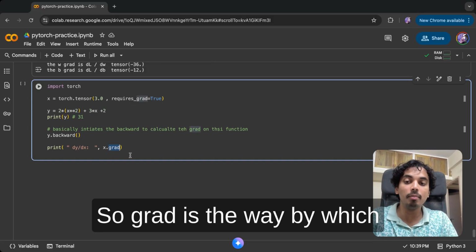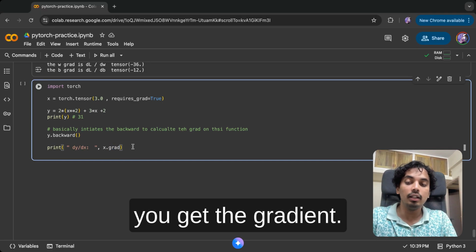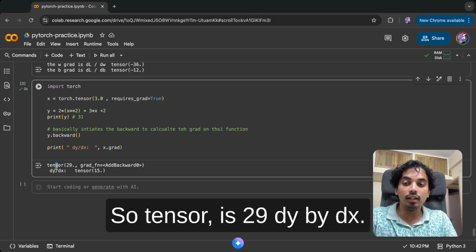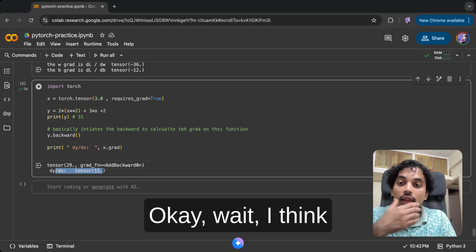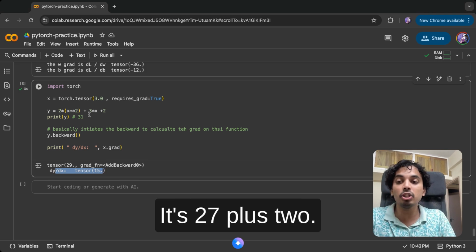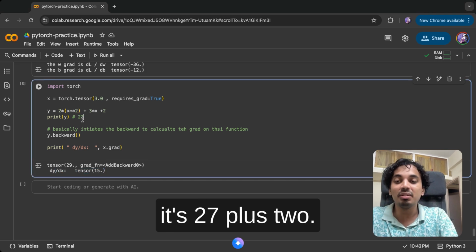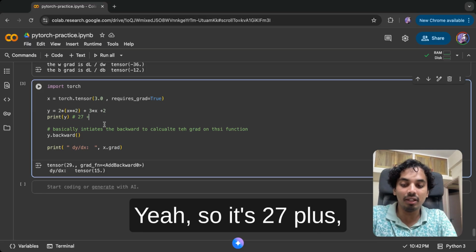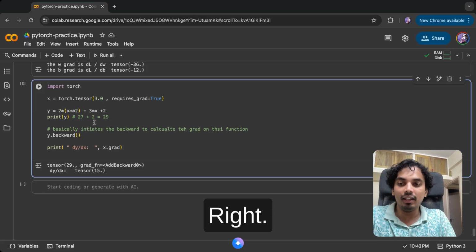So grad is the way by which you get the gradient. So let's actually run this. So tensor is 29. dy by dx tensor is 15. Okay, wait, I think I might have, sorry, it's 27 plus 2. My bad. It's not 29 plus 2. It's 27 plus 2, which is equal to 29, right?